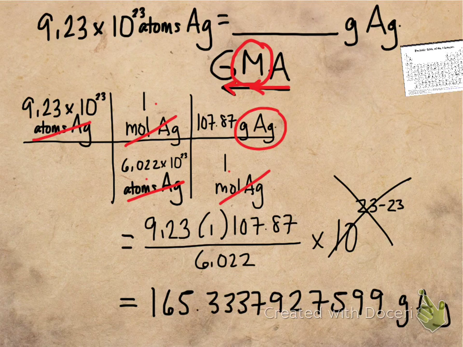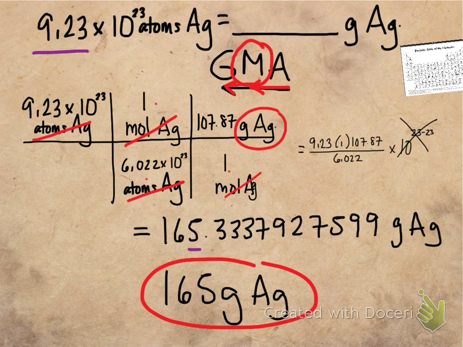Raw answer is 165.333792, etc., grams of silver. Now, how many sig figs can I have? Well, we have to go back to our given, which gives us 3 sig figs, meaning I'm just going to keep that and round it based on what comes after. Final answer is 165 grams of silver.